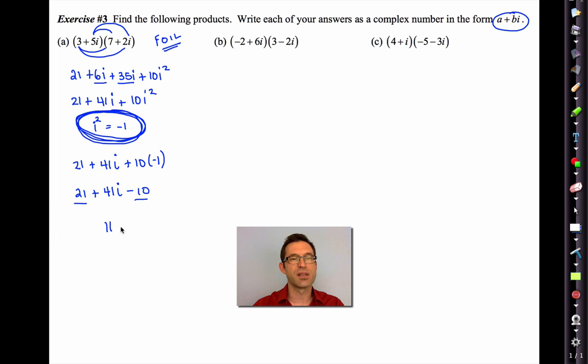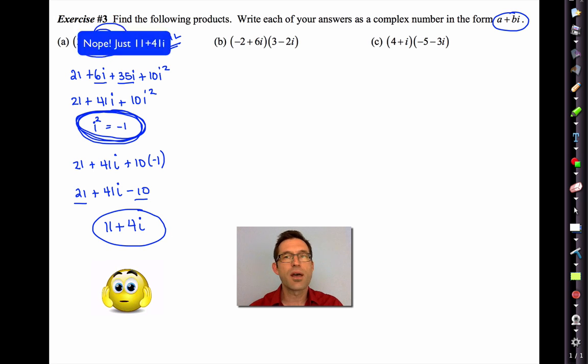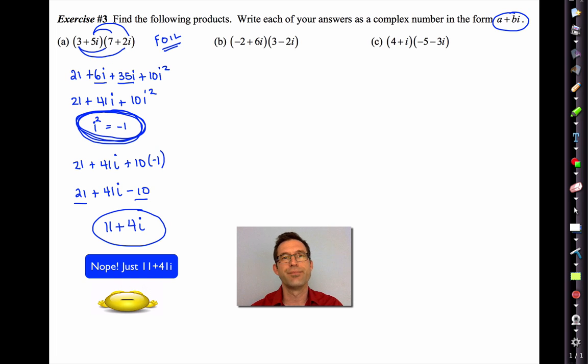21 minus 10 is 11, and I get 11 plus 4i. Oh my gosh! And it's a complex number. See, complex numbers don't have i squareds in them. They don't have i cubes, they don't have square roots of i. It's a plus bi or nothing else. So given that method, why don't you try B and C?